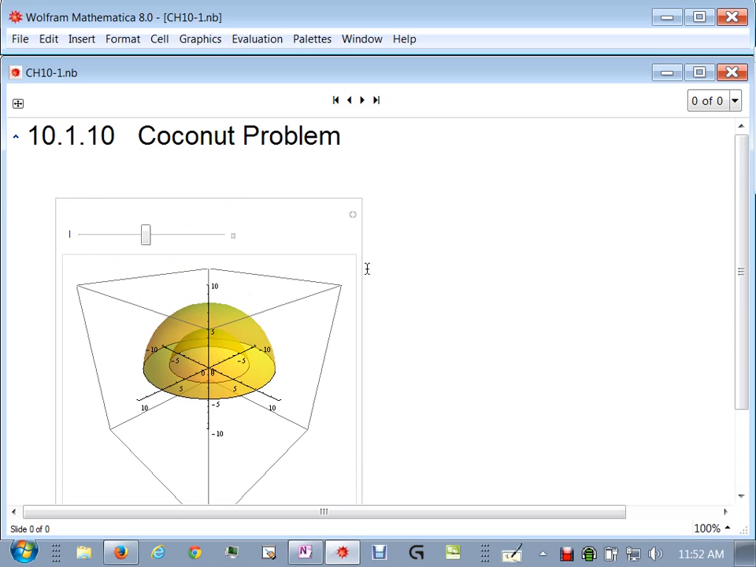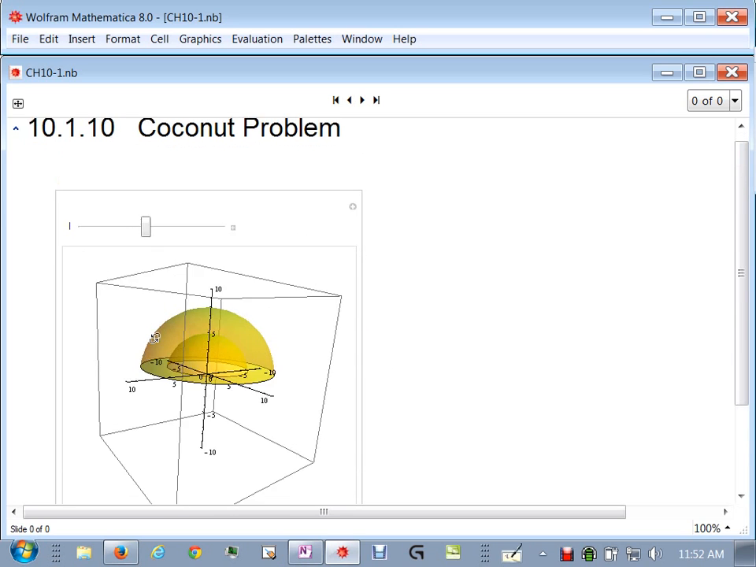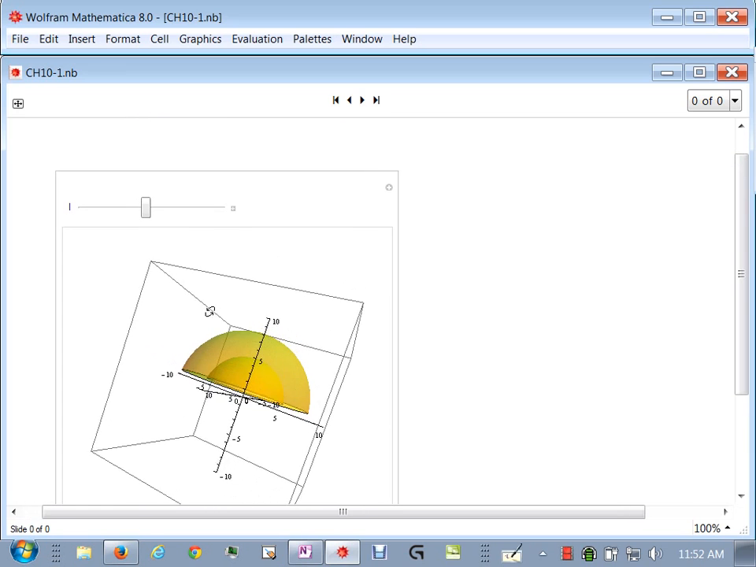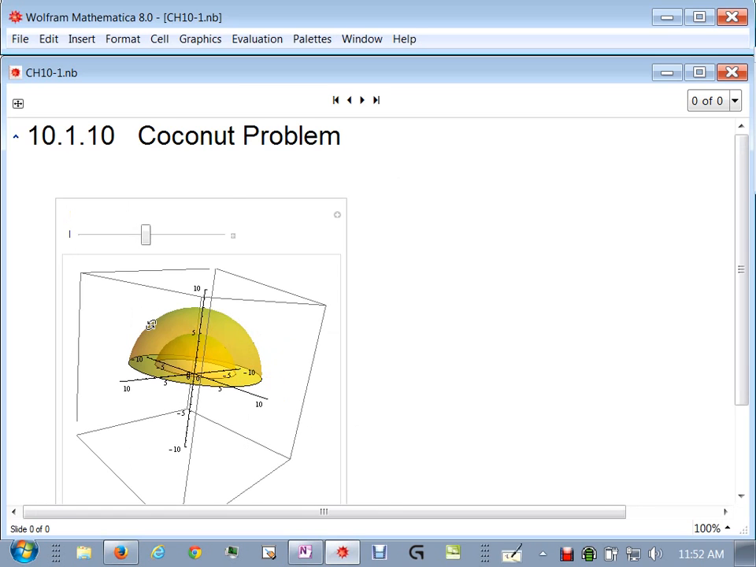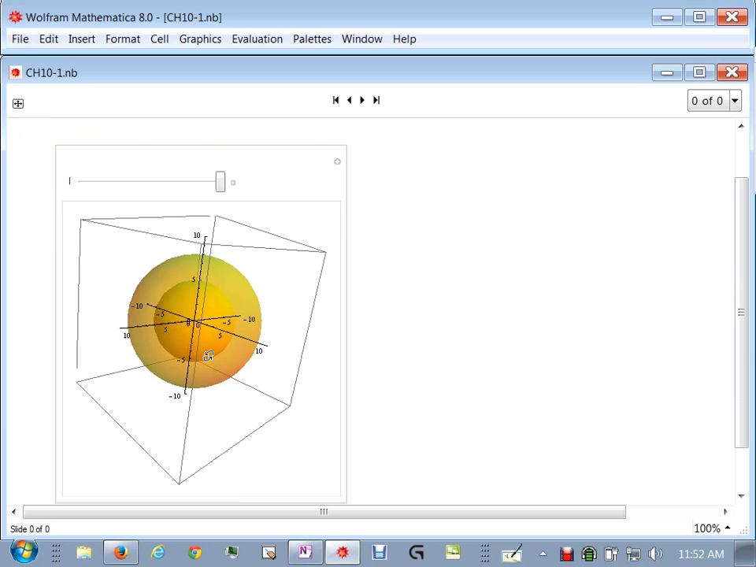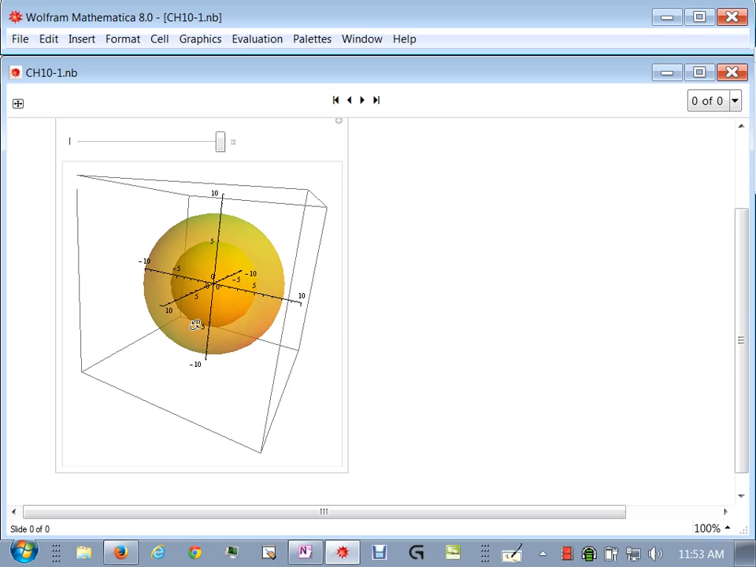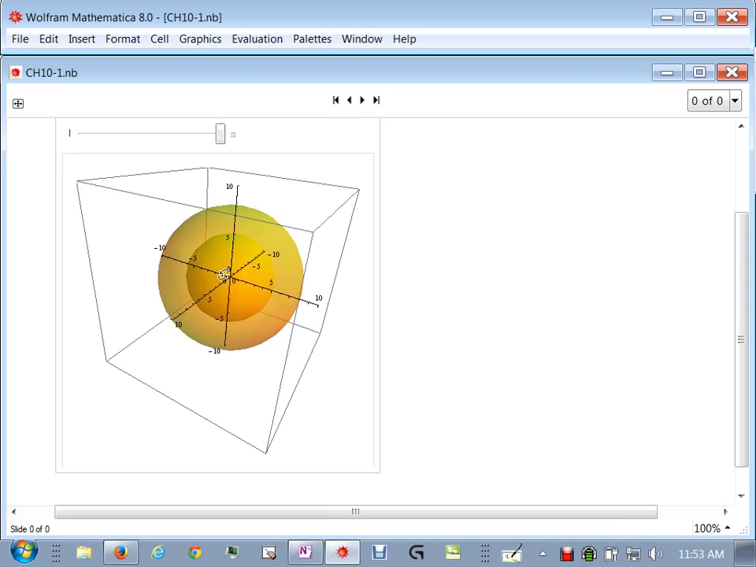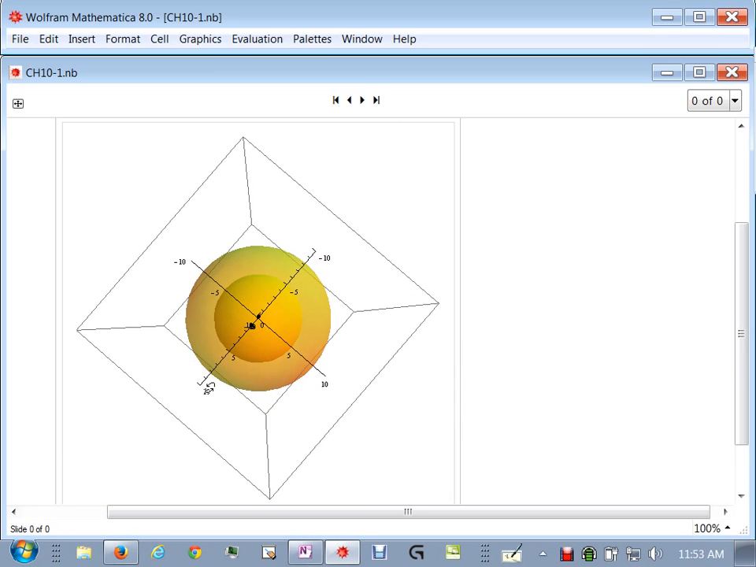So this is a coconut, I'm calling it the coconut problem. It's not really a coconut, but it's a sphere. Let's take an entire sphere and hollow out part of the inside. Take out the inside of a solid sphere. So if it's a solid sphere, maybe we shouldn't call it a sphere. We should call it a ball.